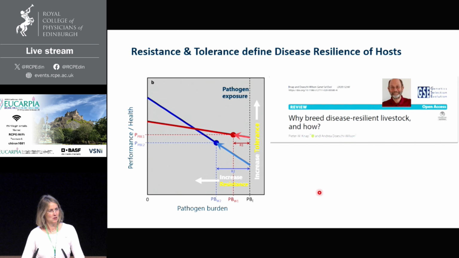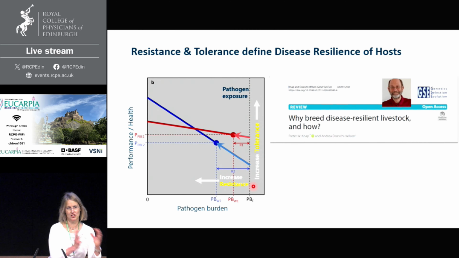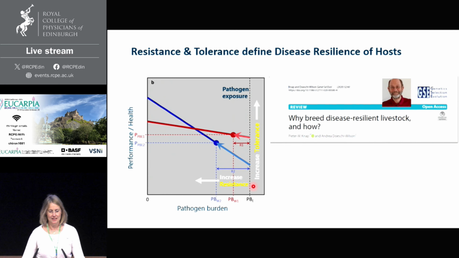And this is because there are two host traits that underlie disease resilience. One is the resistance, so the ability to counteract pathogen replication. And the other trait is the tolerance, and that's the ability to cope. You may be infected, but you're still coping, you're still performing well, and you're not getting sick. So there are two traits that may be antagonistically related.